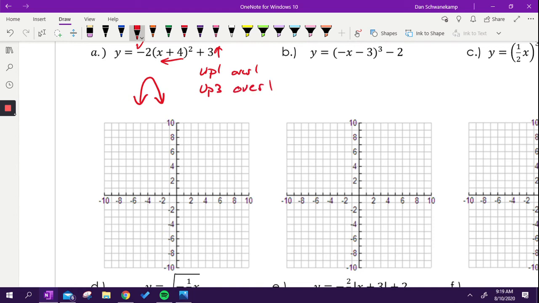All right, so let's graph that. So I'm on left 4, up 3. There's my starting dot.